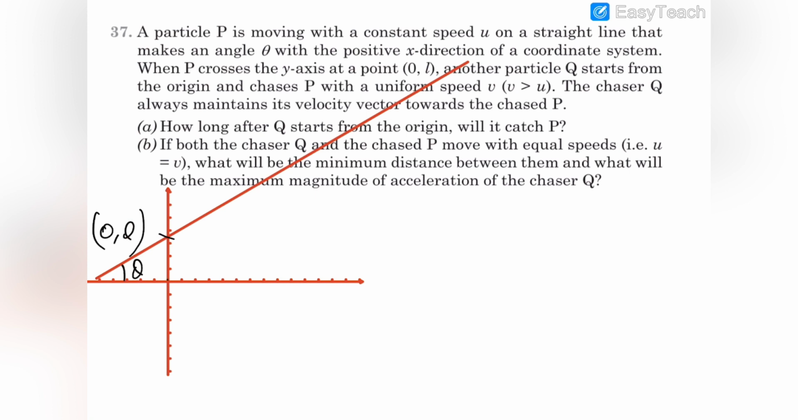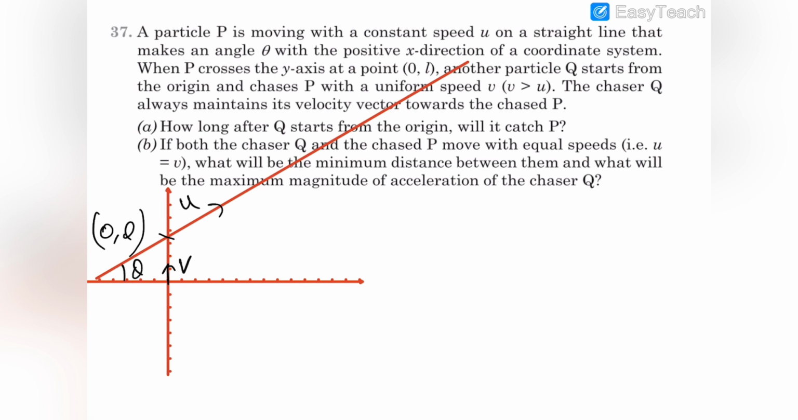Now at this instant, this particle is moving with the velocity of u along this line, always along this line. So its velocity is constant, and at this instant another particle is moving with the speed of v, which is greater than u. V is greater than u. It is moving in such a way that it is always moving towards this particle.